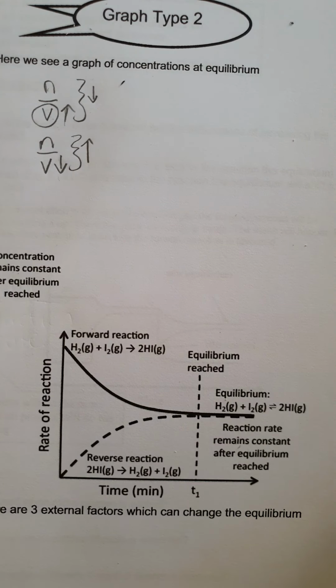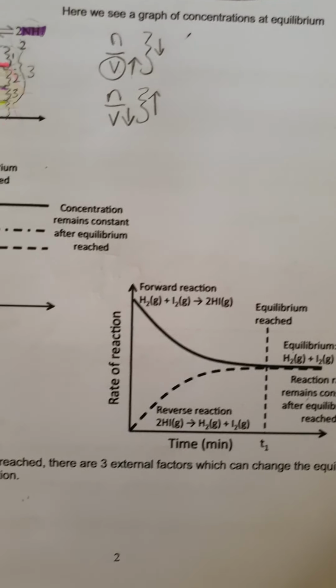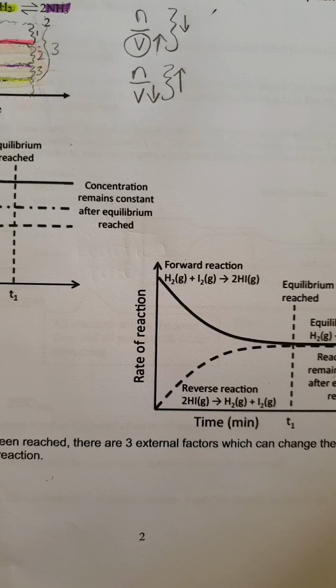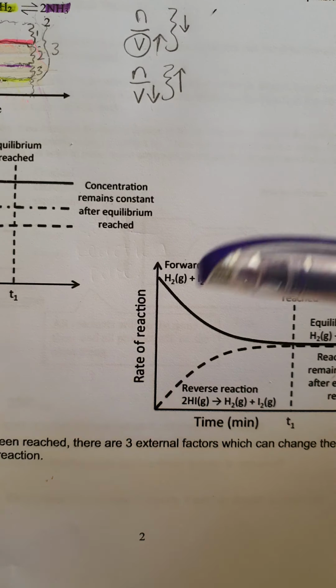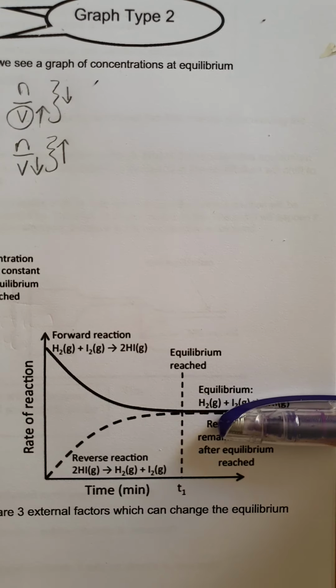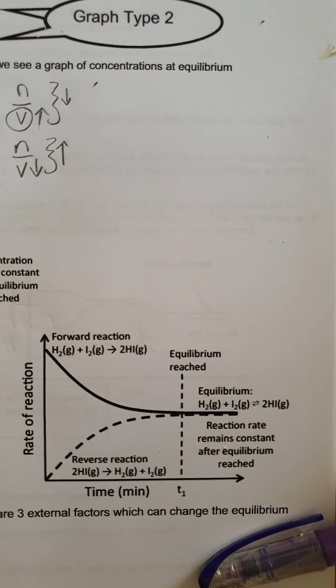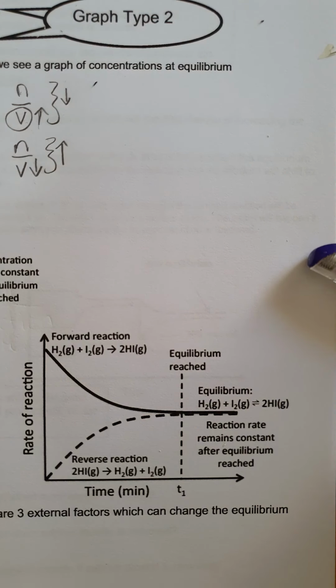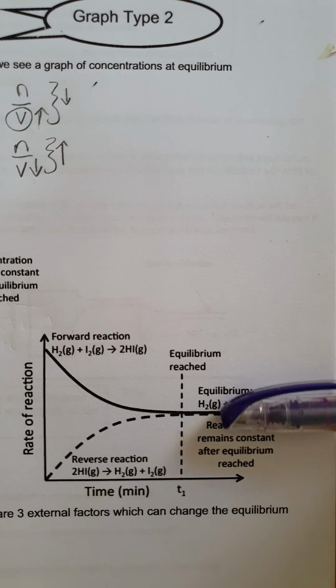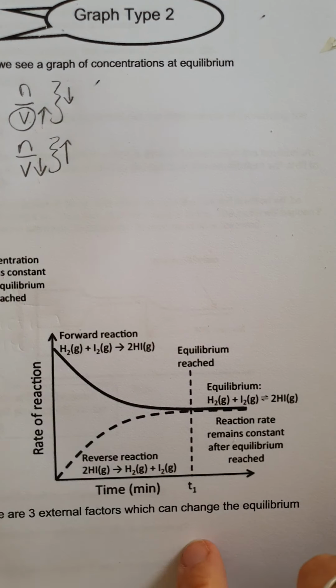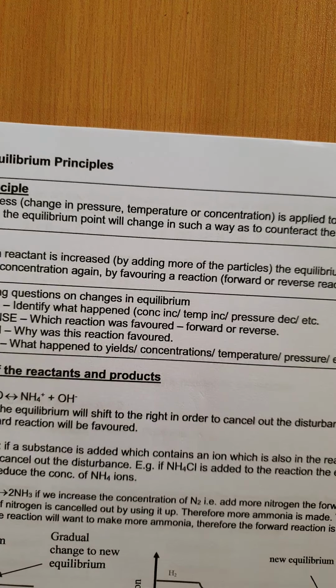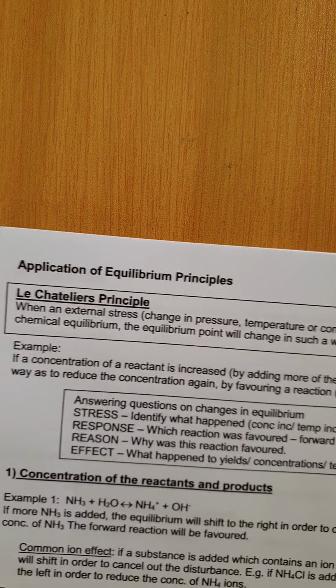Okay, once equilibrium is reached, there are 3 external factors which can change the equilibrium position of a particular reaction. So now it's in equilibrium, but if we add something, take away something, increase or decrease the pressure, increase or decrease the temperature, something will happen. Okay, so that's what happens now. Okay, so the application of equilibrium.